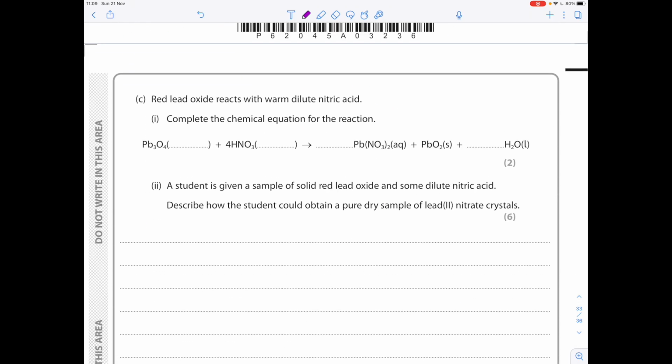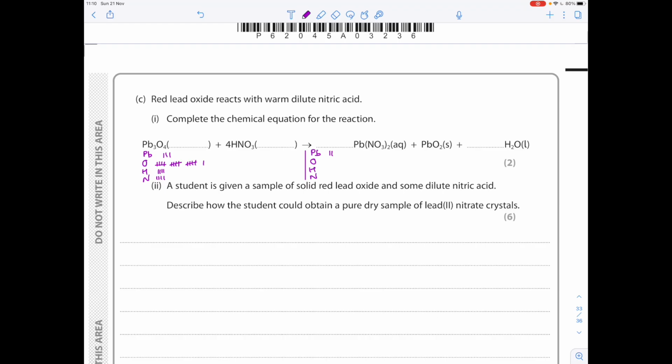Red lead oxide reacts with warm dilute nitric acid. Complete the chemical equation for this reaction. So because this looks quite complicated, this balancing, I'm going to use the proper method for doing this. So I'm listing my elements on both sides of the equation. Now we're using a tally chart. So how many leads do we have on the left-hand side? That's 3. Oxygens is 4, and then 4 lots of 3 there, so that's 12 plus 4, which is 16. Hydrogens is 4, and nitrogens is 4.